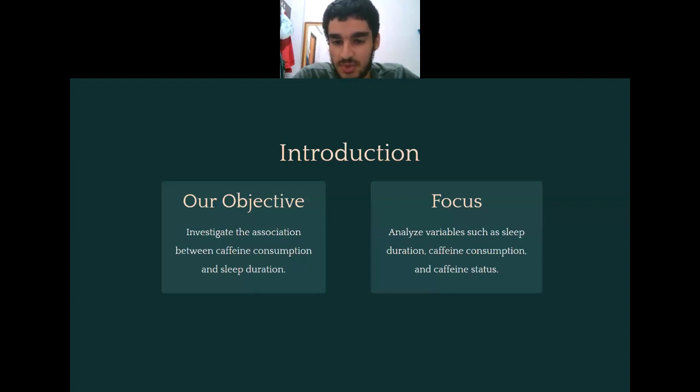This study aims to explore the impact of caffeine consumption on sleep duration. Despite caffeine's well-known stimulant properties, the exact influence on sleep patterns remains unclear. The research investigates the potential association between caffeine intake and nightly rest by analyzing variables such as sleep duration, caffeine consumption, and caffeine status among a sample of the population. The study also examined the correlation between different levels of caffeine consumption and sleep duration to identify any significant relationships.